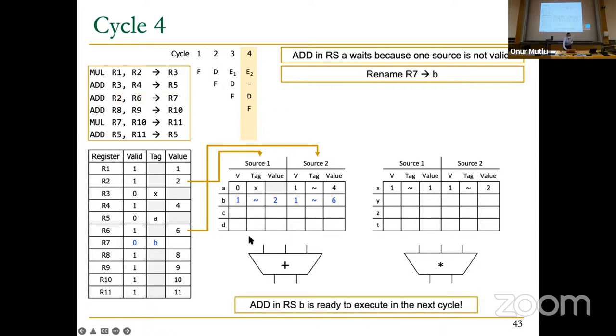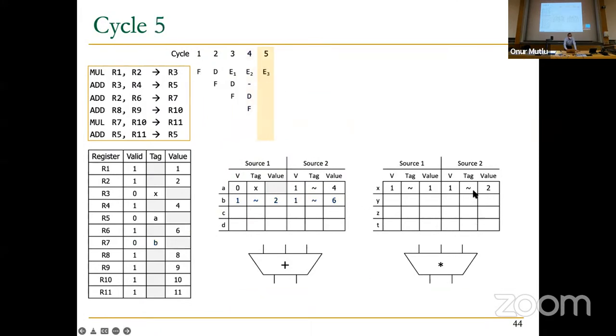Now, the interesting thing is, this add that we just renamed is ready to execute in the next cycle. So it's going to be dispatched into the functional unit before the prior add, which was dependent on the multiply. So we're going to enable out of order execution this way. So basically, it will be executed out of order in the next cycle. So next cycle is cycle five, basically. This multiply here is happily executing, taking its sweet time. This add is still waiting because one of its values is not produced yet. Now this add, the logic checks and finds out that add in reservation station B is ready to execute because both of its sources are valid. So it gets dispatched into the functional unit and it's going to add two and six, as you can see, and it's going to broadcast the tag B. It will take four cycles and we will see what happens four cycles later.